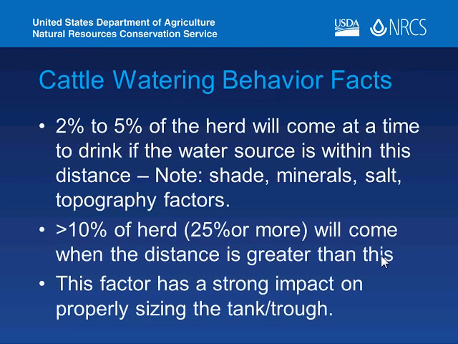This is something we covered in an earlier webinar, but Jim Gerrish's famous work that he did, where he looked at if animals, especially cattle, were within the 800 to 1,000-foot range of water, only 2 to 5% of the herd would come in at a time to drink. If they were farther away than that, then 10% of the herd would come, and we've observed several times where the water was a quarter mile or more away, 25% or more of the herd would come.